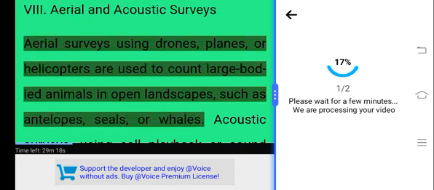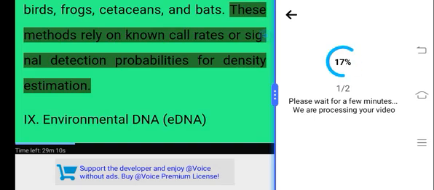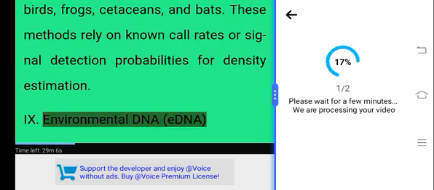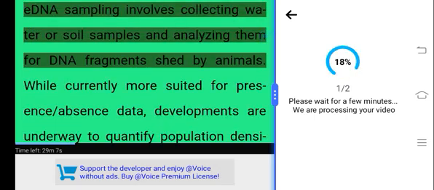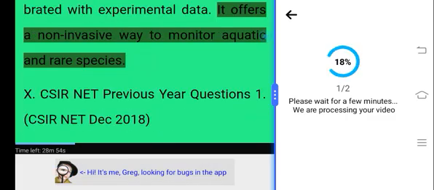8. Aerial and acoustic surveys. Aerial surveys using drones, planes, or helicopters are used to count large-bodied animals in open landscapes, such as antelopes, seals, or whales. Acoustic surveys, using call playback or sound recording equipment, are applied in birds, frogs, cetaceans, and bats. These methods rely on known call rates or signal detection probabilities for density estimation. 9. Environmental DNA (eDNA). eDNA sampling involves collecting water or soil samples and analyzing them for DNA fragments shed by animals. While currently more suited for presence-absence data, developments are underway to quantify population densities using eDNA concentration calibrated with experimental data. It offers a non-invasive way to monitor aquatic and rare species.